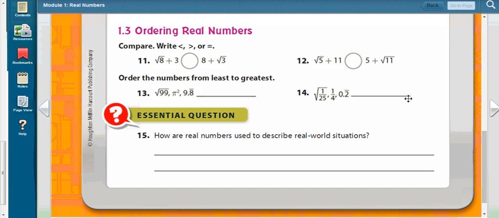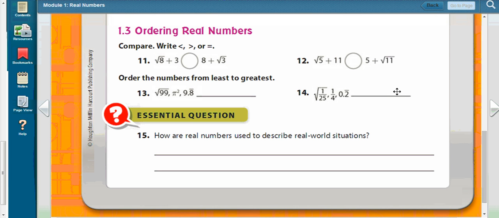Okay, so finally for part 3 of this review series, I'm going to go ahead and do numbers 11 through 14. And this is basically all about ordering real numbers. Very, very simple skill. You're essentially just going to simplify everything to decimal format and then answer the question based on that. So how would that look?